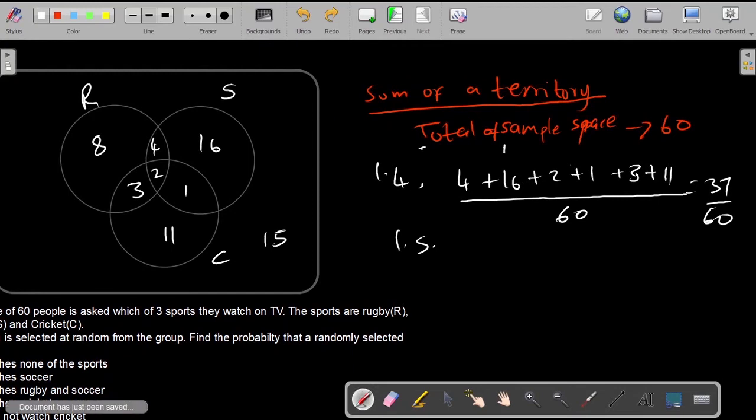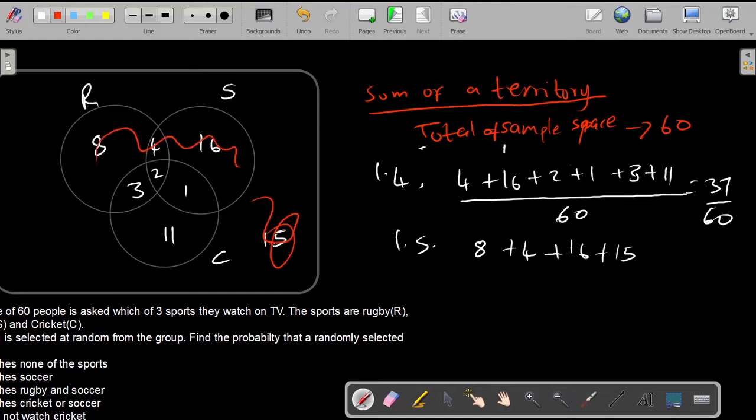Starting on the left, that would be 8, added to 4, added to 16, and then adding the value which is on the outside. So this is the territory that we're interested in. We have that, and we also have that over there. So 8, 4, and 16. That would be 20, that would be 28. And the rest would make 43. So divided by 60, once again, the answer is 43.